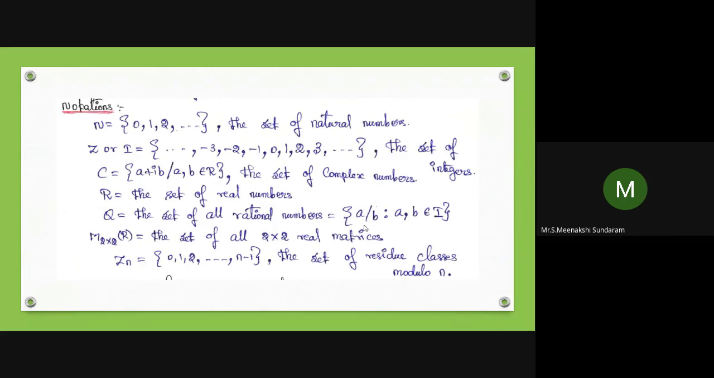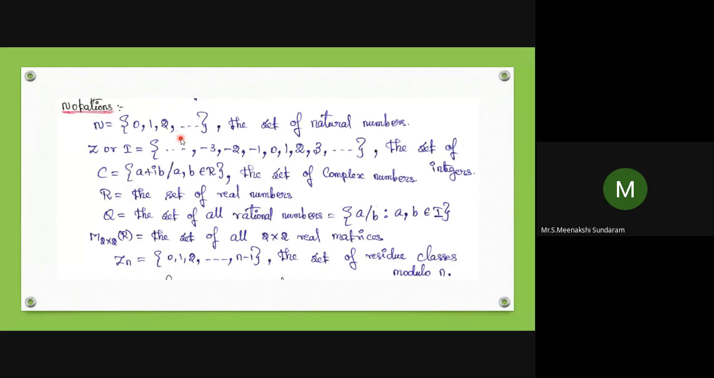The notations. Normally we first identify the natural numbers. N indicates the natural numbers: 1, 2, 3 and so on. Zero is not included; please take it that it is not 0. It should start only from 1. For whole numbers, it starts from 0, 1, 2, 3 and so on. For integers, plus or minus 1, and so on.